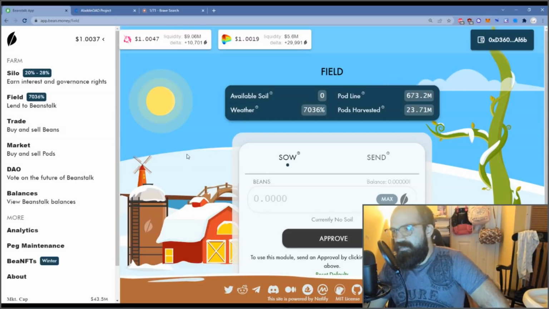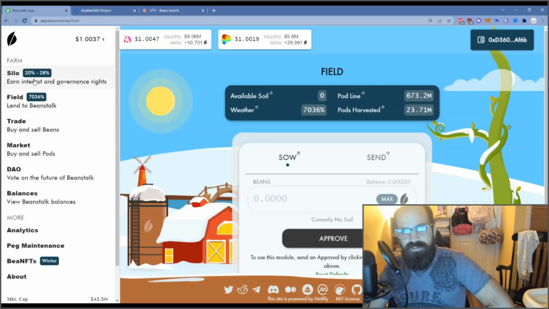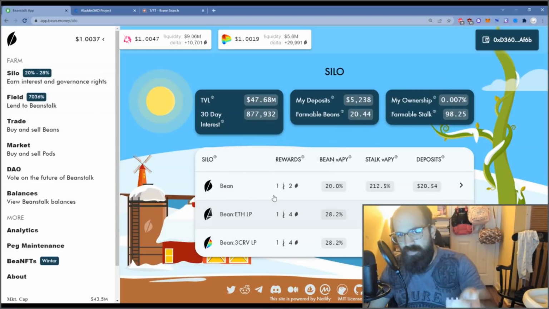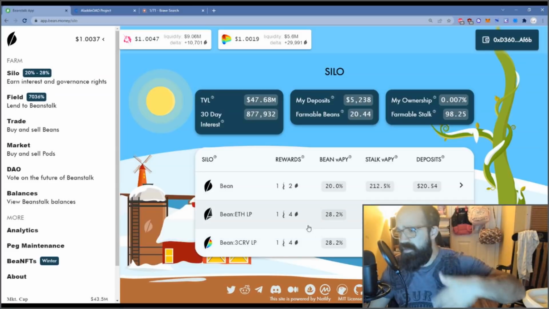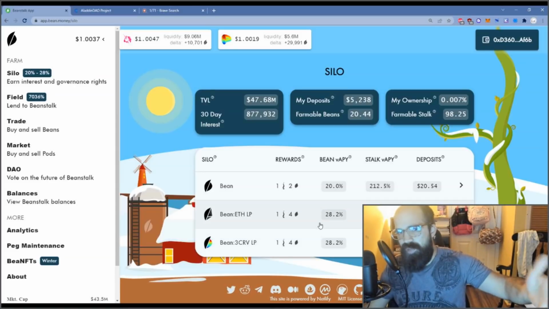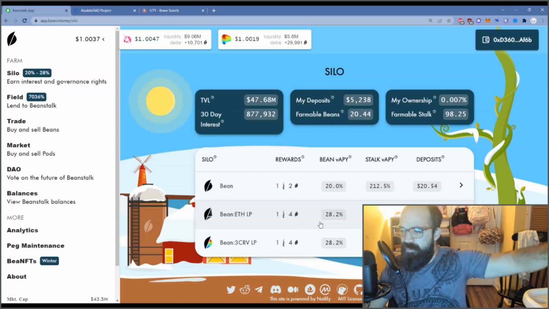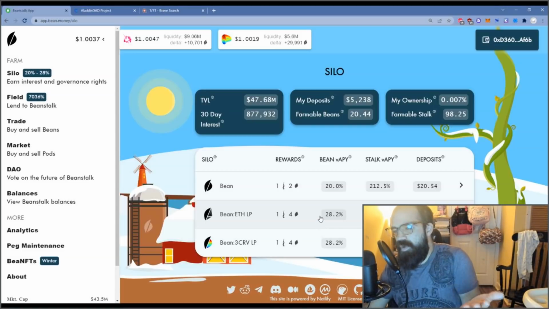Okay, so that's basically the investment strategies. You can go to the silo, you can stake your bean, your bean ETH LP, or your bean 3-curve LP. Hopefully you'll slowly gain more and more of the total market cap, and your APY will compound as other people exit the market. That's great.